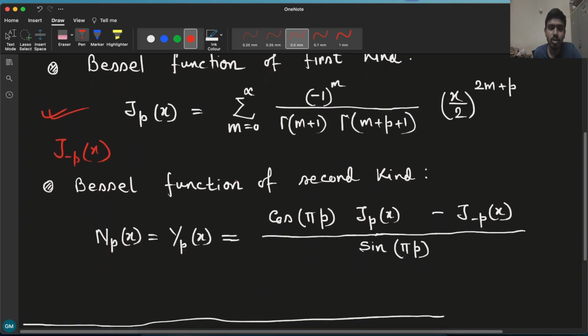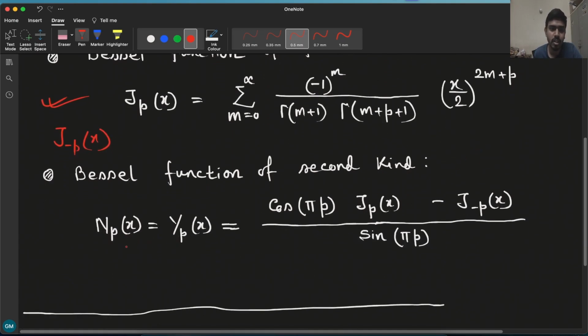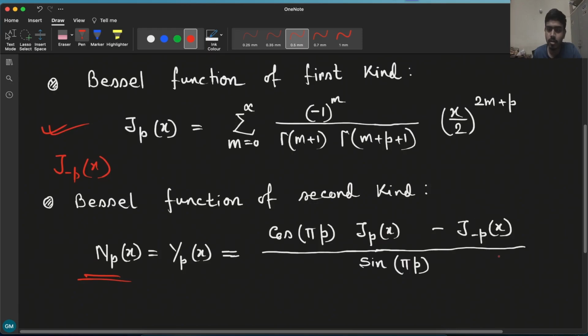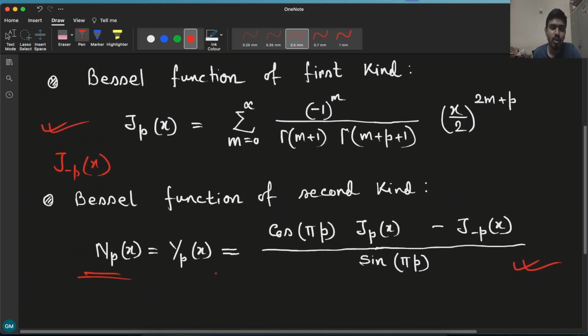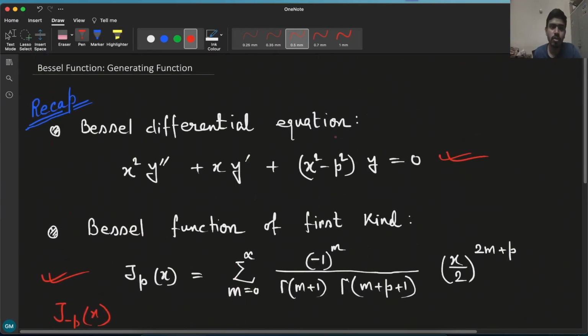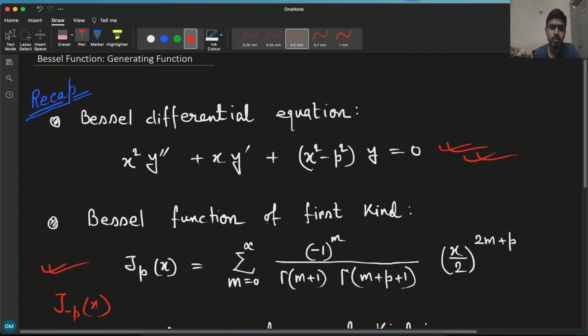So in that case we introduced a new function that we are calling the Bessel function of the second kind, or the Neumann function, which is given by this expression. So this J p x and Y p x are two independent solutions of this Bessel differential equation.